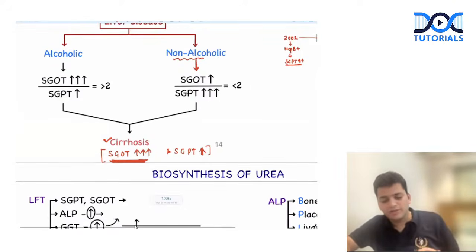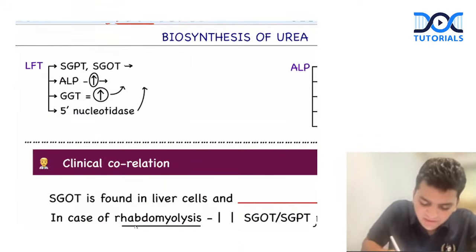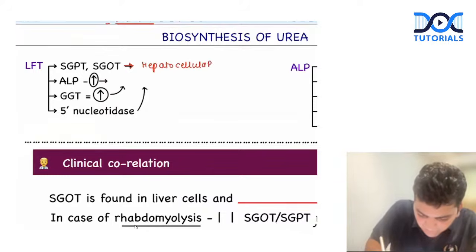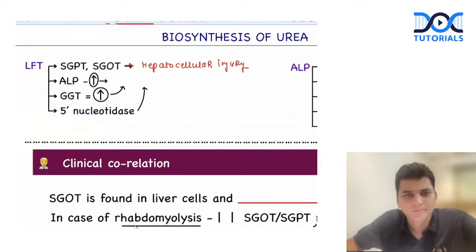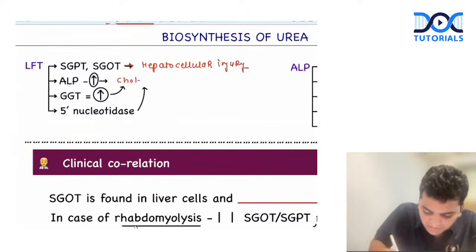Now, what are the other components that we have? SGOT and SGPT increase whenever there is hepatocellular injury. Alkaline phosphatase is a marker of cholestasis. Cholestasis means obstruction in bile flow.